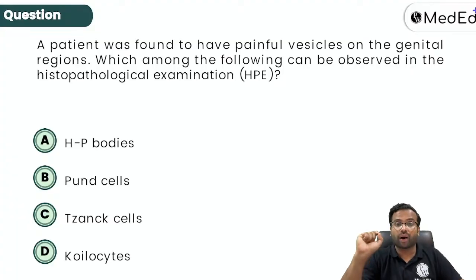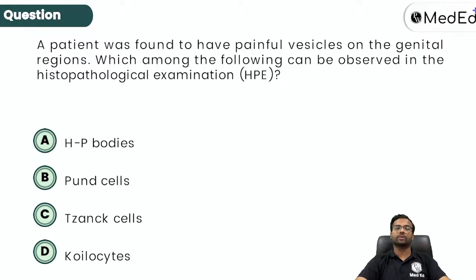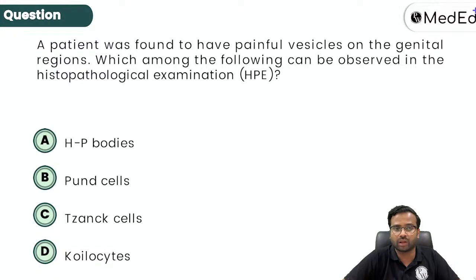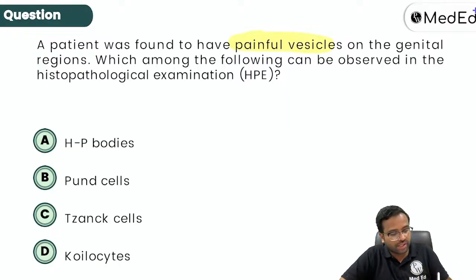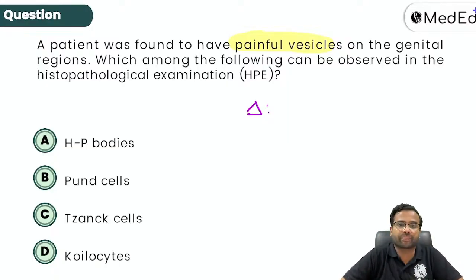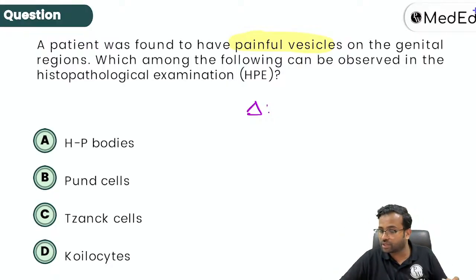A patient was found to have painful vesicles on the genital region. Which among the following can be observed in a histopathological examination? So here the patient is having vesicles, and that too painful vesicles in the genitalia. Whenever you see a question of painful vesicles in genitalia, first tell me what the diagnosis is. Then let's go into histopathological examination. Imagine you got a patient with vesicles in the genitalia. The patient says it's painful. Tell me the diagnosis first.